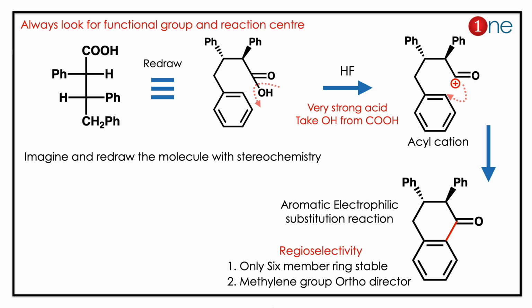Here ortho substitution is favorable because of ring size. Only the ortho substitution leads to the 6-member ring. So fused ring formation happens with the retention of stereochemistry. The concept you have to learn here is that you always have to imagine the molecule with the reaction center as well as the functional groups.